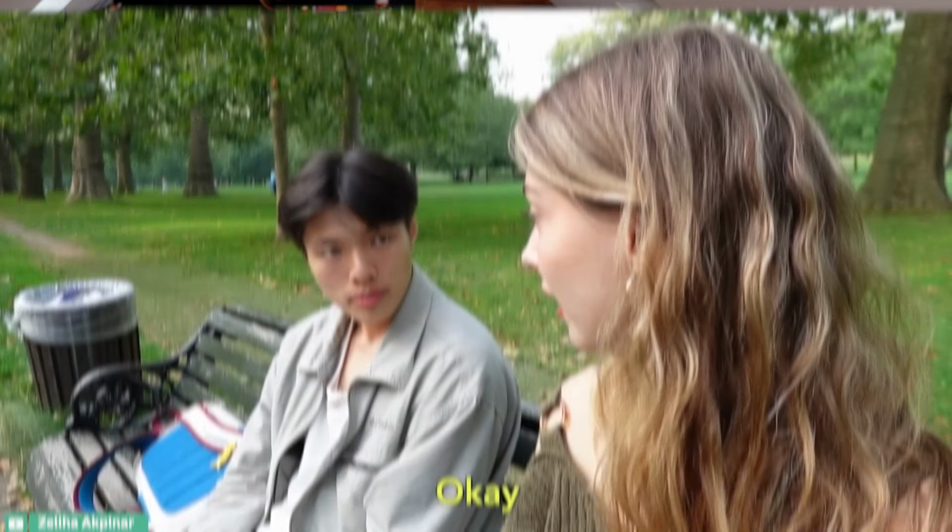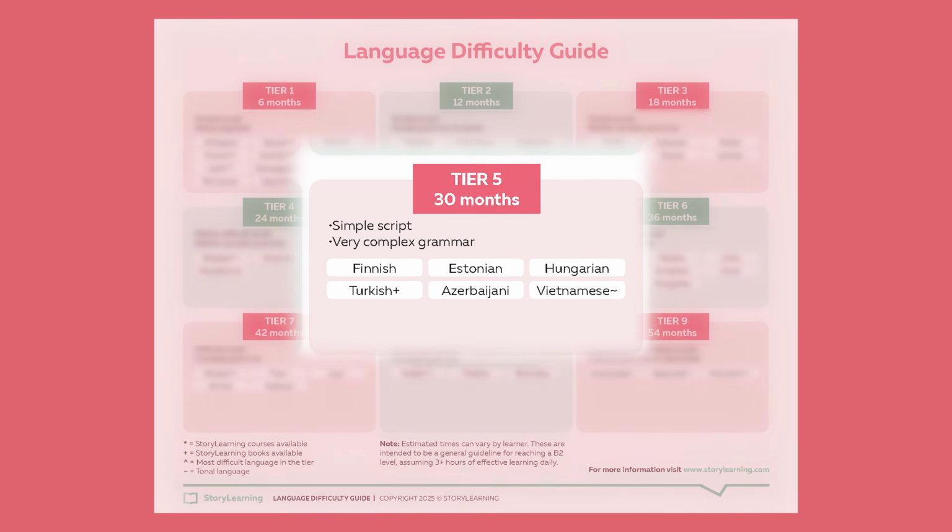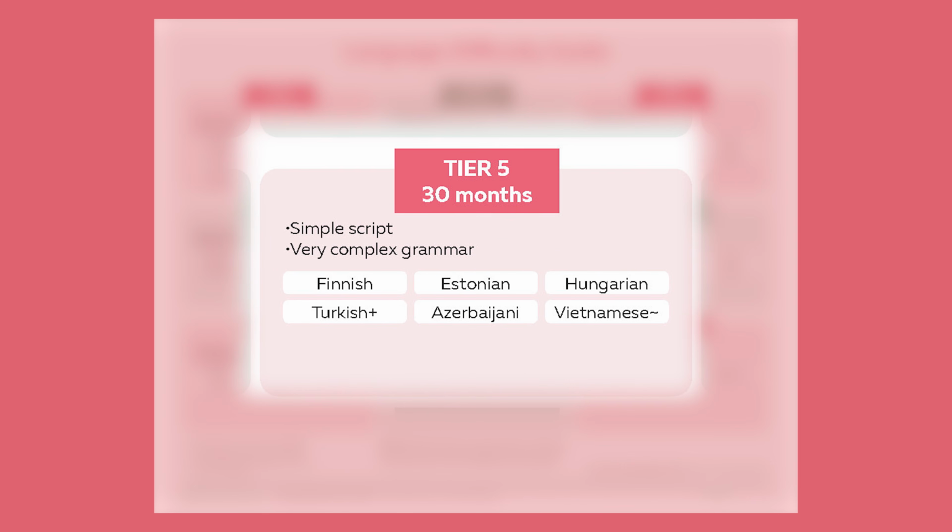Tamam. Tier 5 languages, well, they look innocent enough. They use the same alphabet as English. The spelling is clean and there aren't any strange symbols to learn, but don't be fooled. The grammar in this group means business, and this is why it's in this tier rather than a tier before. So let's start with the big one, Hungarian.